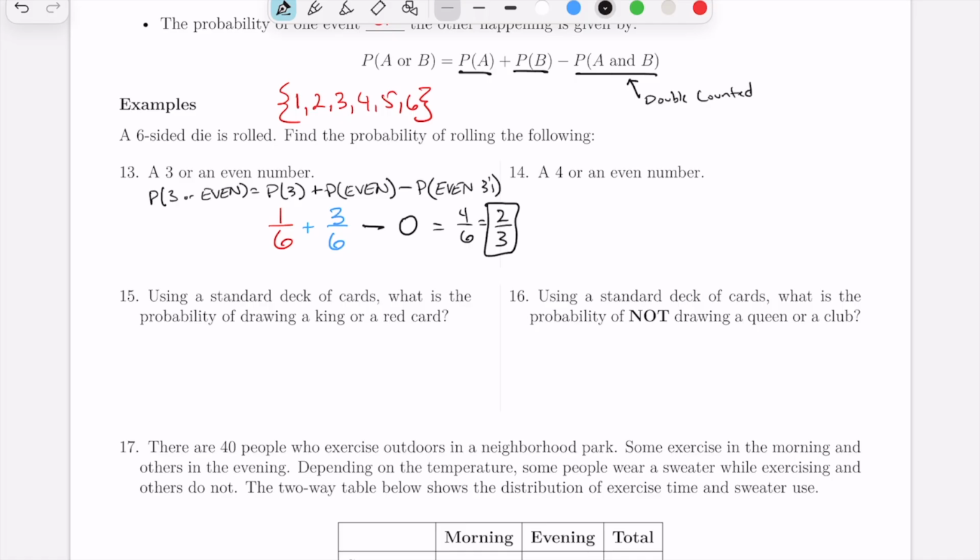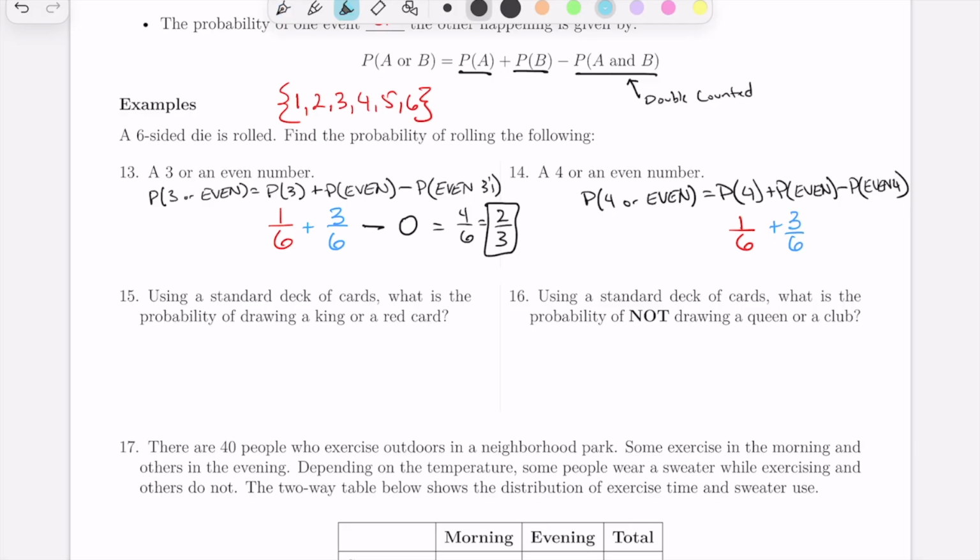Next, let's do the probability of a 4 or an even. 4 or even will be the probability of a 4 plus the probability of an even minus the probability of an even 4. So the probability of a 4, that's just 1/6. The probability of an even is 3/6. Now the probability of an even 4. Well, the probability of that one is 1/6. So it's just 1/6 plus 3/6 and then minus 1/6. That's going to be 3/6 or 1/2.